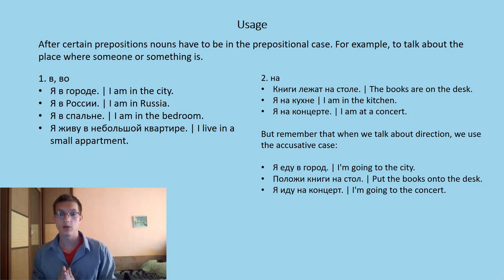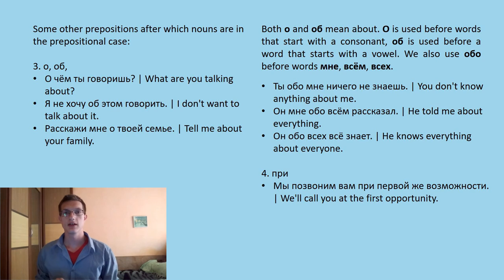But remember that when we talk about a direction, we use the accusative case. For example, я еду в город. Положи книги на стол. Я иду на концерт. So, and there are some other prepositions after which nouns are in the prepositional case. О чем ты говоришь? Я не хочу об этом говорить. Расскажи мне о твоей семье.